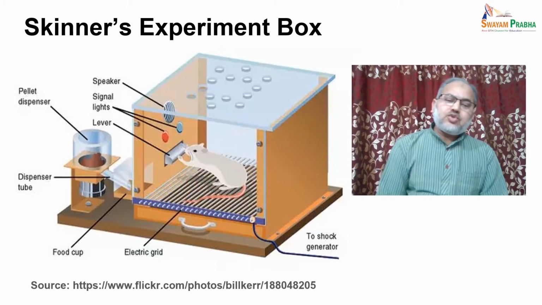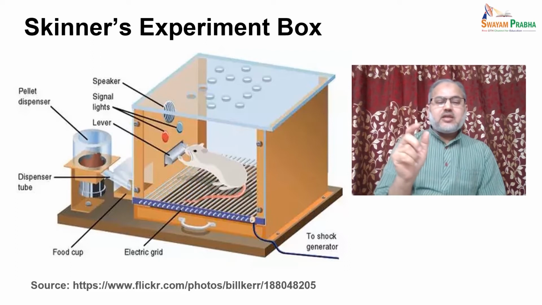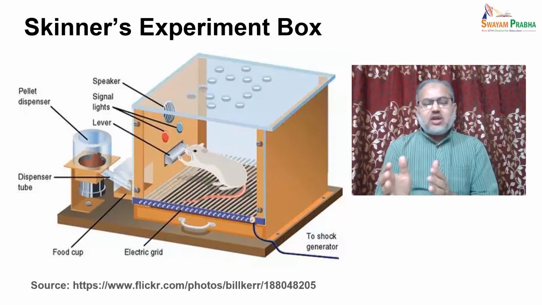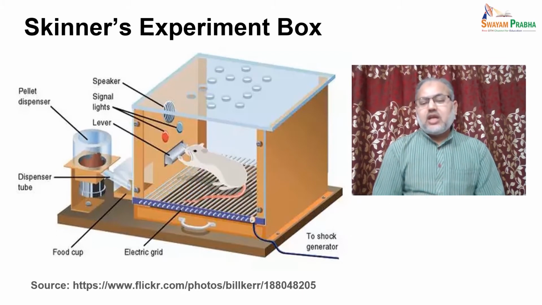You can also see in the picture that there is a lever on one side in the Skinner box, and there is a food container next to the lever. You can also see in the diagram that a food pellet dispenser to drop the food into the container is present.